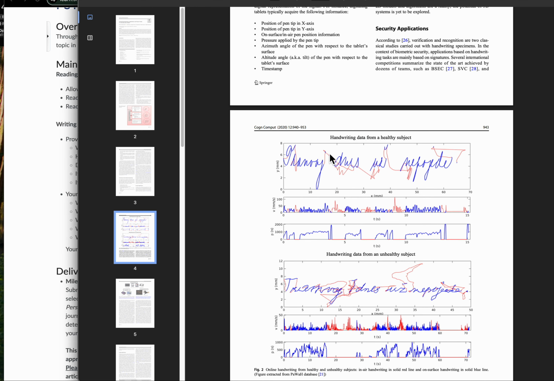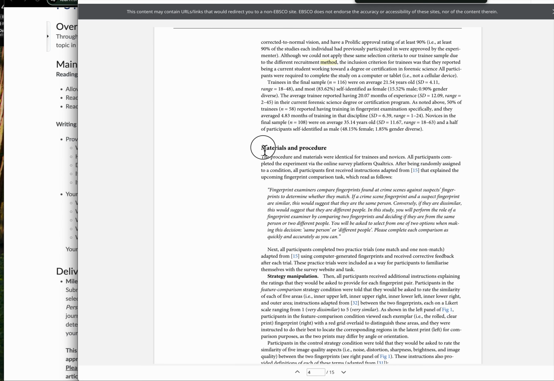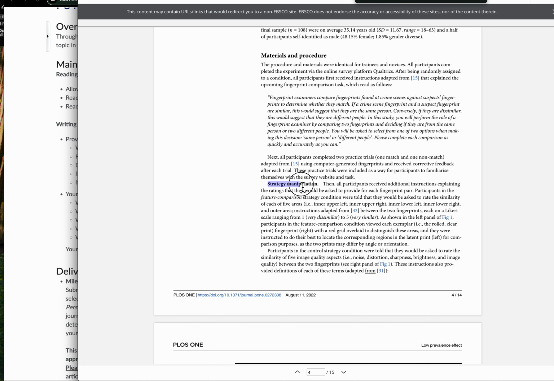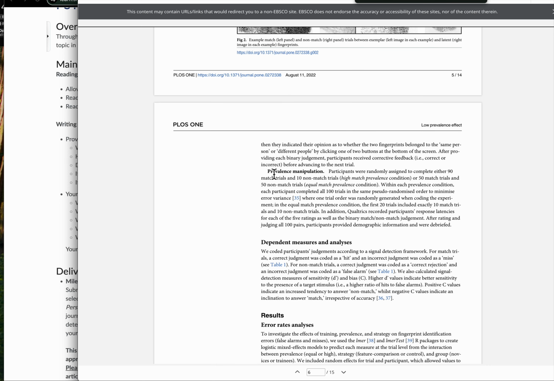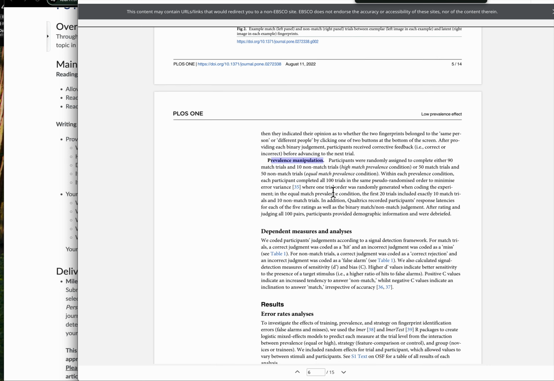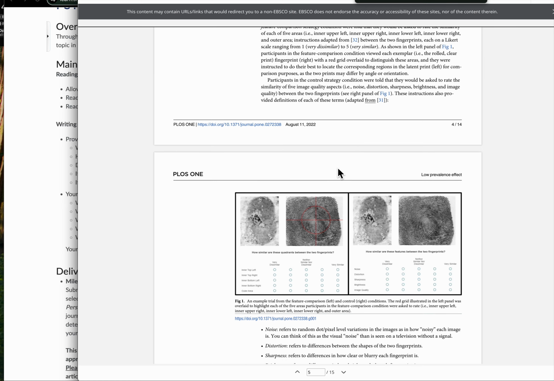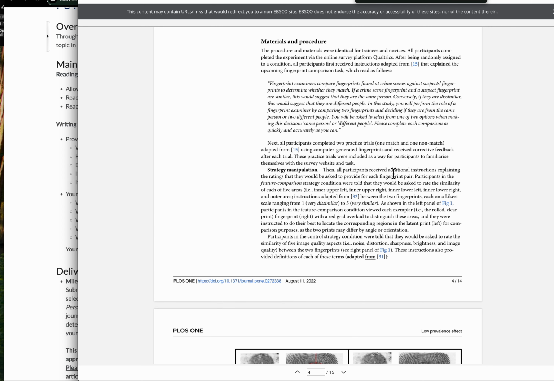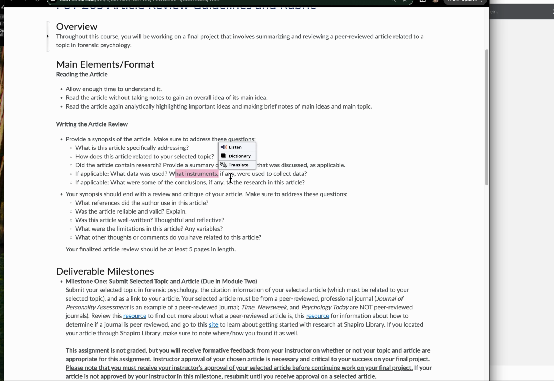But for most articles, you could just do a Control F for method. If you do that, you'll see that one of the sections is materials and procedures. Here is what they did for strategy manipulation. Here's the fingerprint stimuli that they used. Here's prevalence manipulation. This is the measures that they used, and additional instructions explaining the ratings they would be asked to provide for each fingerprint pair. So this is your materials and procedure, which is what this is asking: what instruments were used to collect the data.